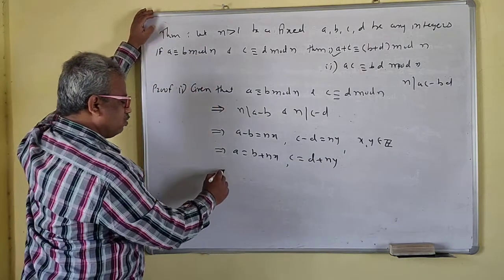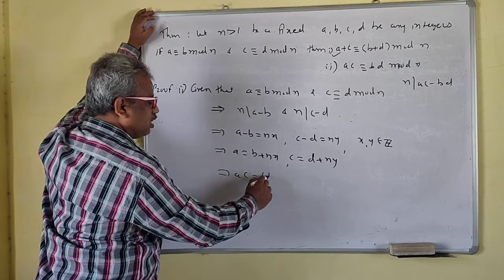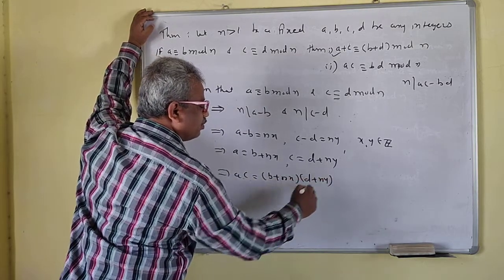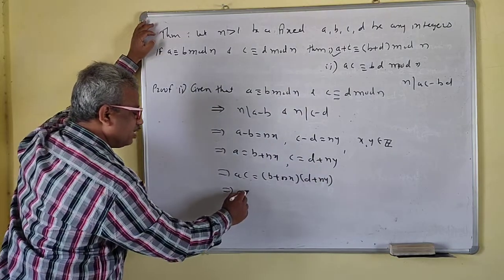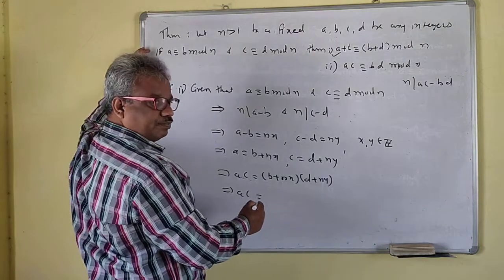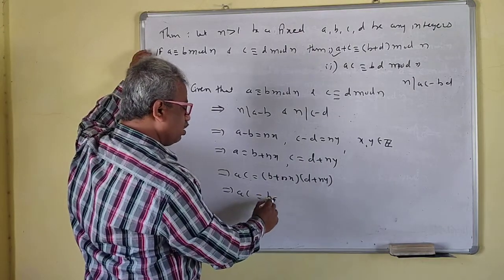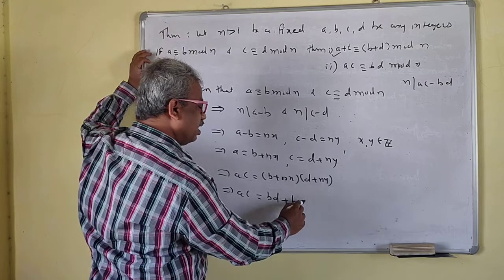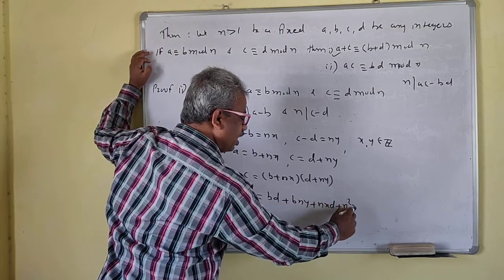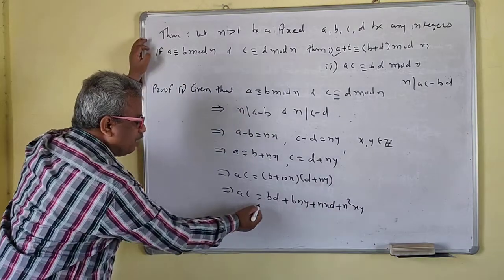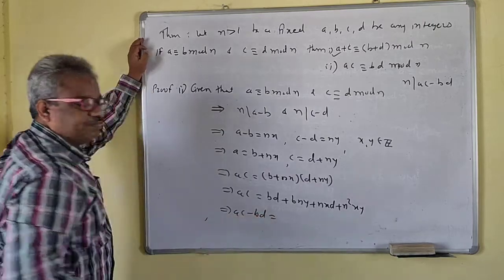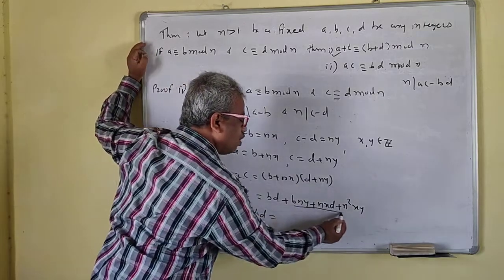I will take the product now. See, I get ac here. The product is (b plus nx) times (d plus ny). So this implies that ac is equal to bd plus bny plus nxd plus n squared xy. Okay. I will shift this bd to this side, so minus bd. And I will take n common.